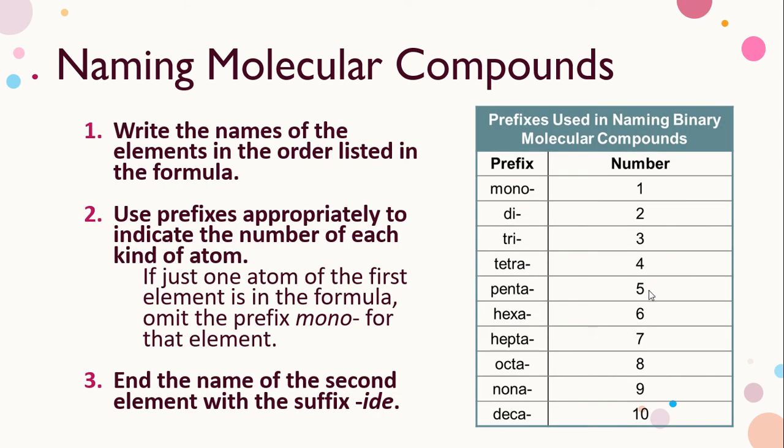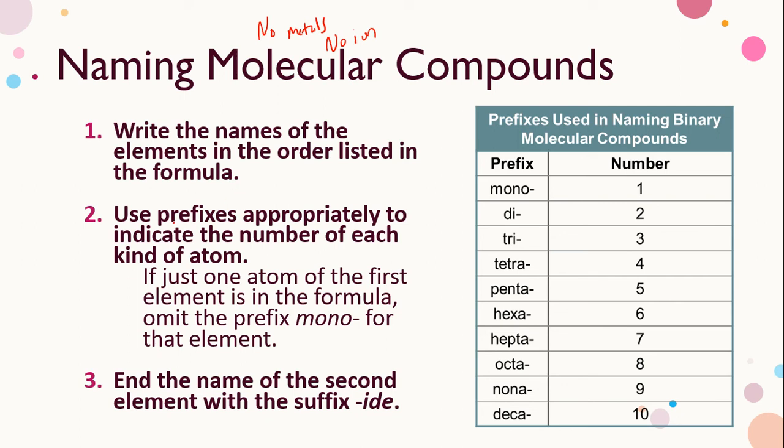This leads into naming and looking at molecular compounds. So remember, molecular compounds have no metals, and we have no ions either. Typically, we're working with all nonmetals, and so naming them is a lot simpler. You want to write the name of the element in the order that's listed in the formula. So whichever element is first, you write that first.